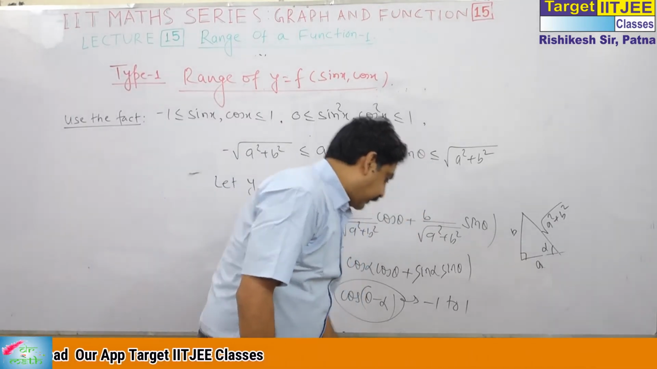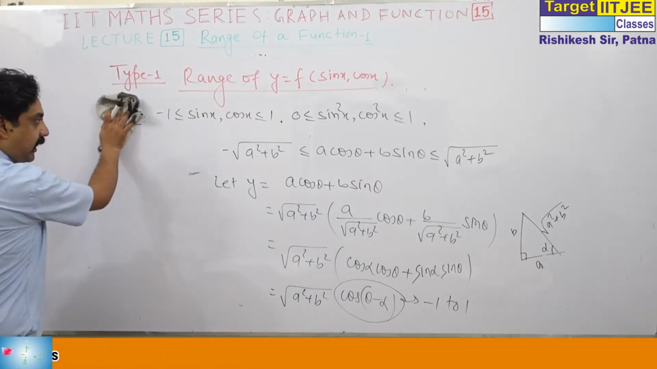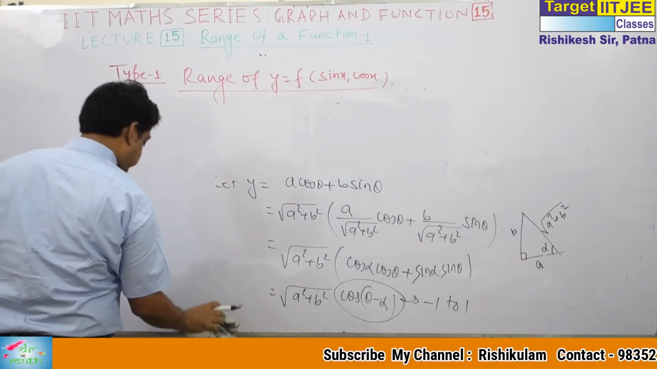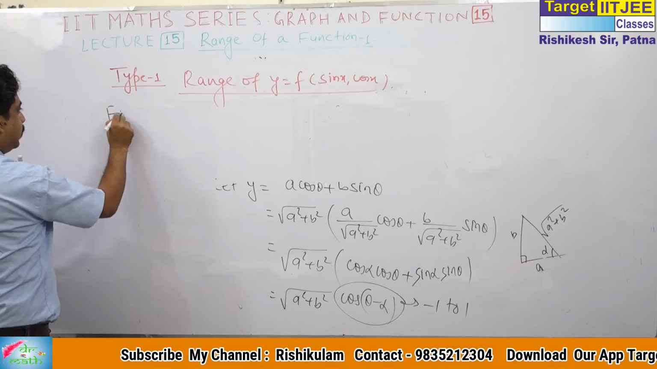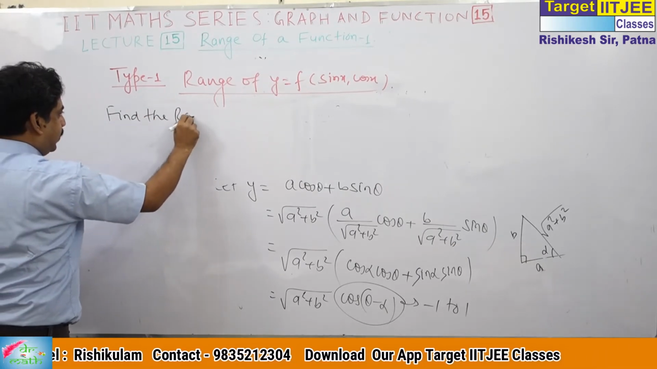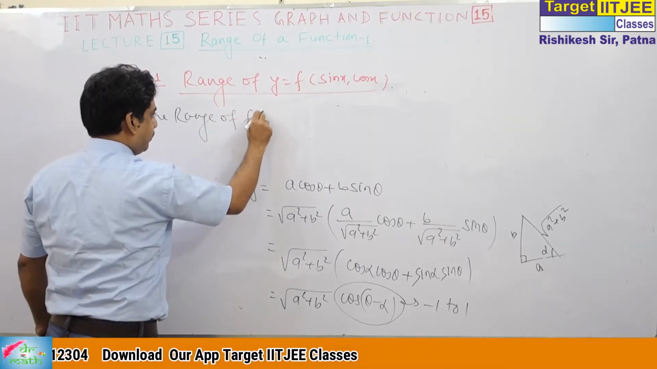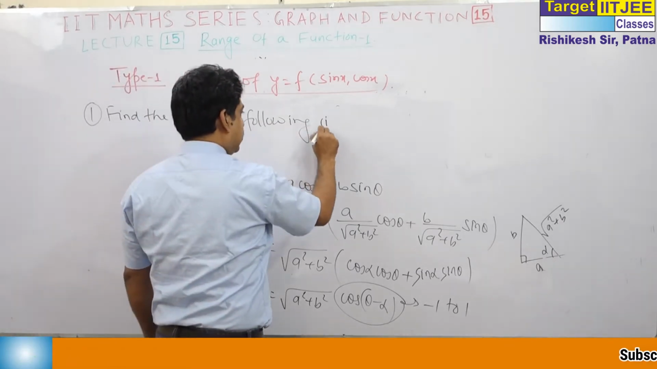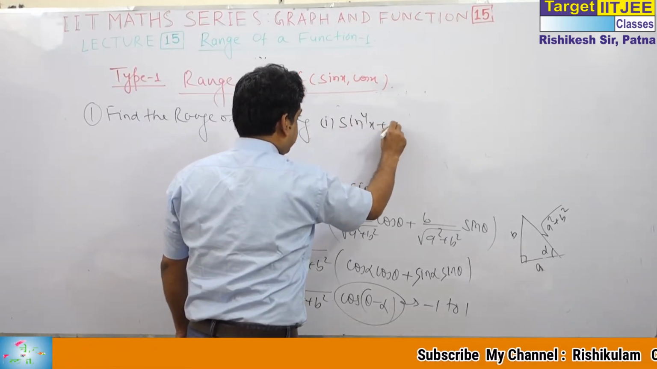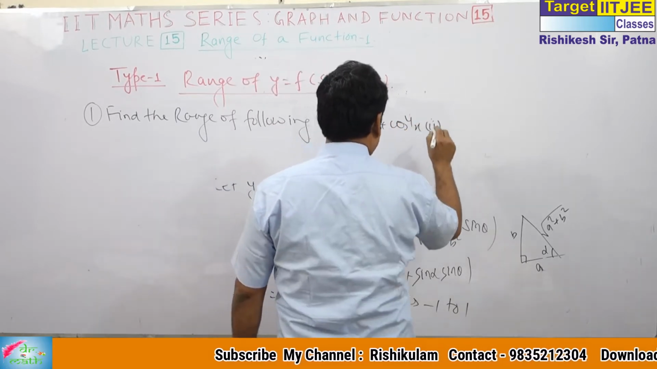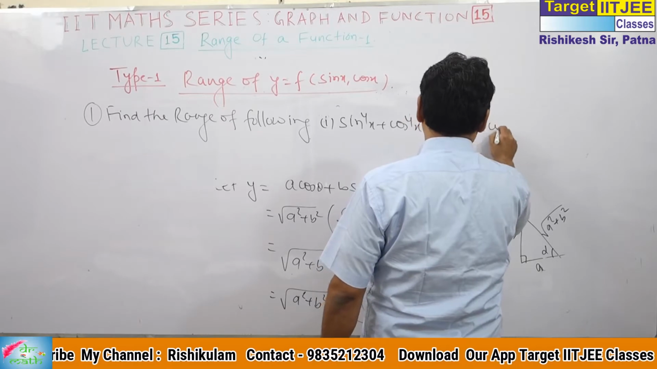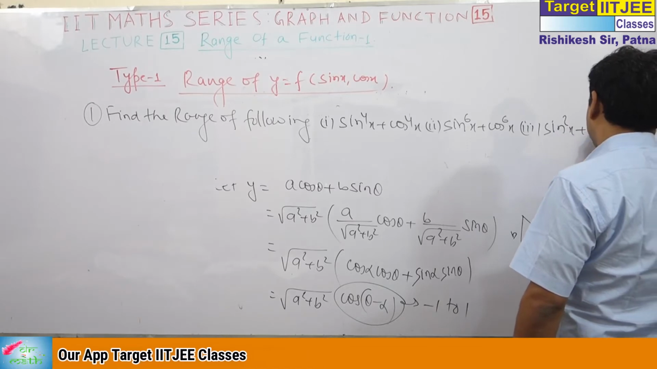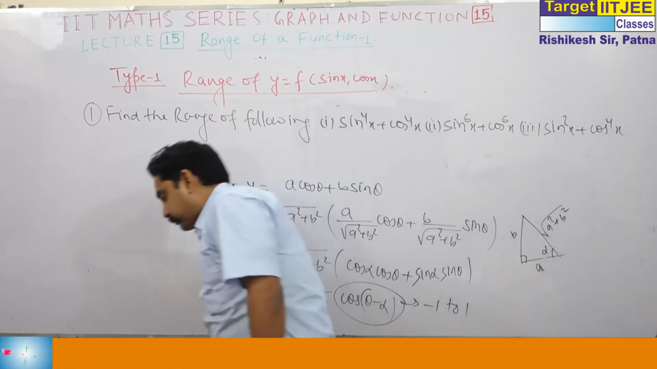Now let me do the range of the following. And you must carry these points in mind. Find the range of the following. This is the first question. I start with this: sin to the power 4x plus cos to the power 4x. Sin to the power 6x plus cos to the power 6x. Sin square x plus cos to the power... All are from the same group.